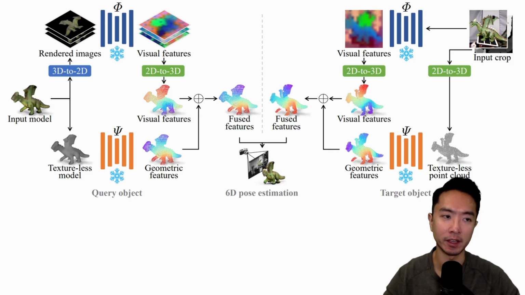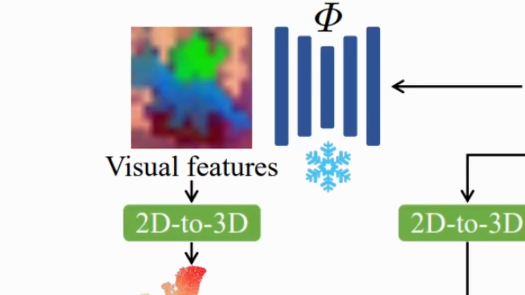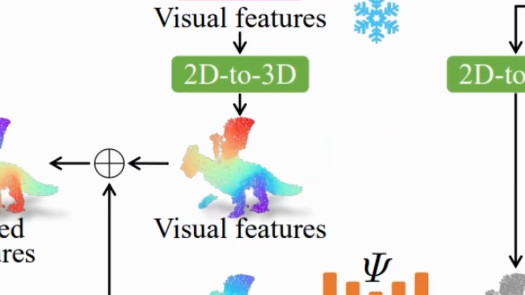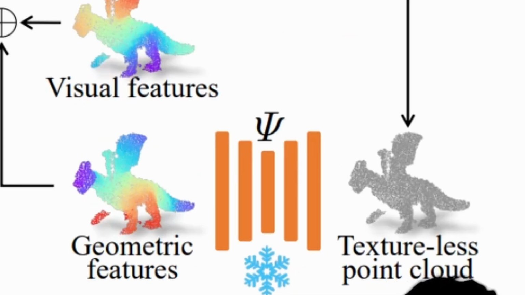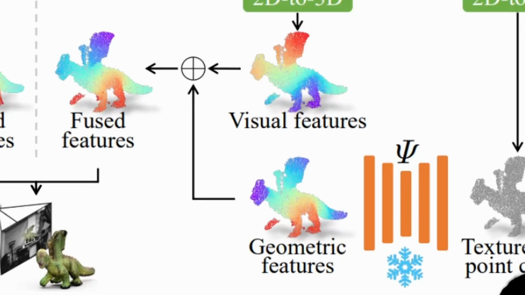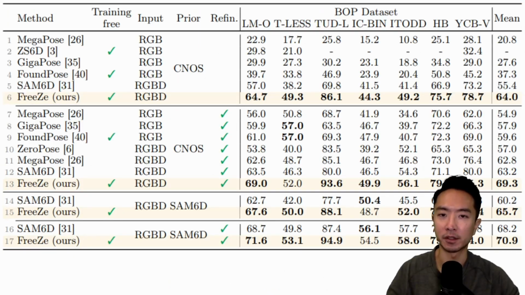And here on the right, what we have is an input crop. The first part is it's going to go through something like DINO again to give us our visual features, and we convert 2D to 3D to get our visual features in 3D. And on the other path, we have a 2D to 3D conversion that gives us a textureless point cloud that then goes through our target object to give us our geometric features in 3D. All of this is combined to give us our fused features, and then all of these fused features from the left side are put together using something like RANSAC to figure out the 6D pose estimation of our object.